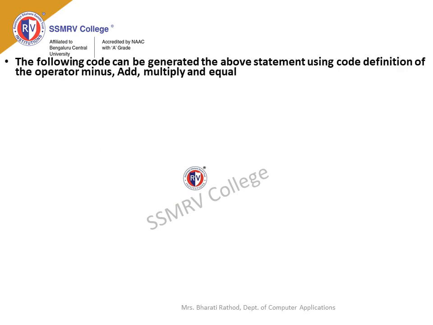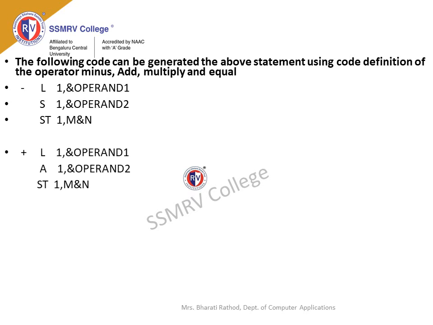Now we have the following code which can generate the above statement, using the code definition of the operators minus, add, multiply and equal. For minus: load the content of operand 1 into register 1, subtract operand 2 from the content of register 1, and store the content of register 1. Similarly, for addition: load operand 1 into register 1, add the register 1 content with operand 2 and store.